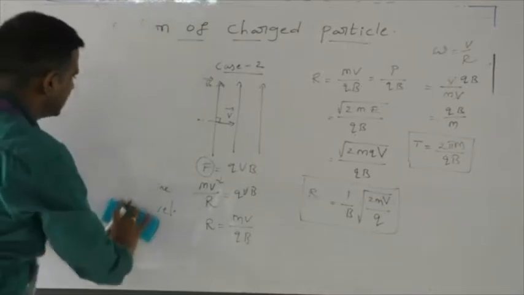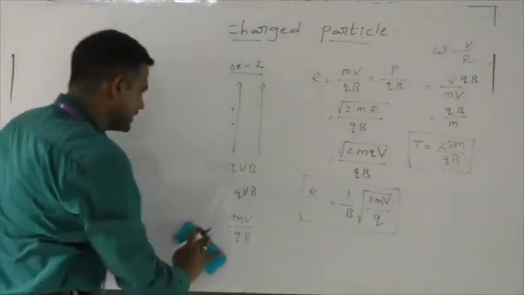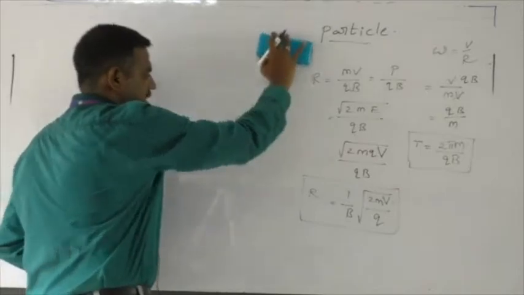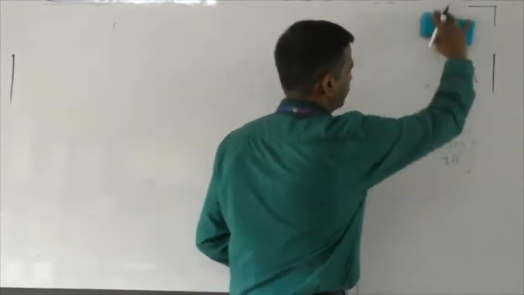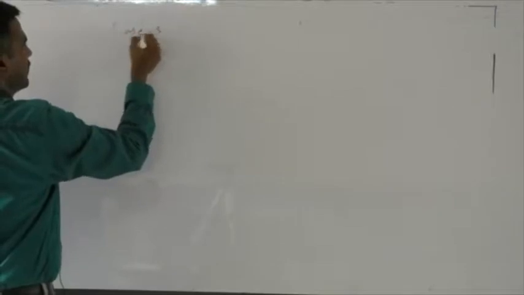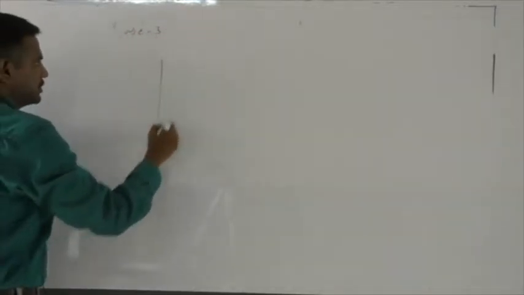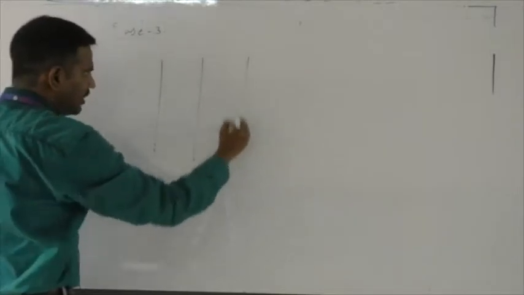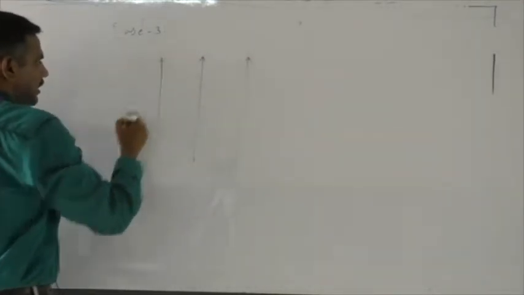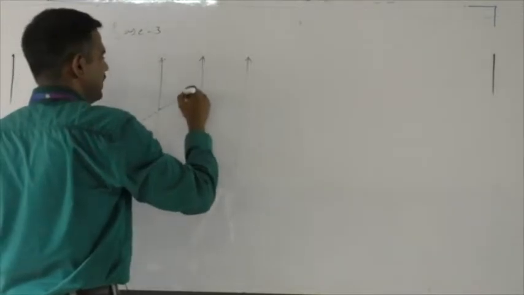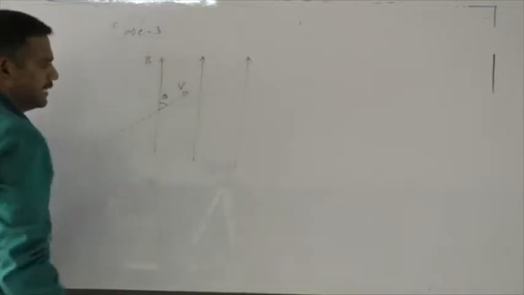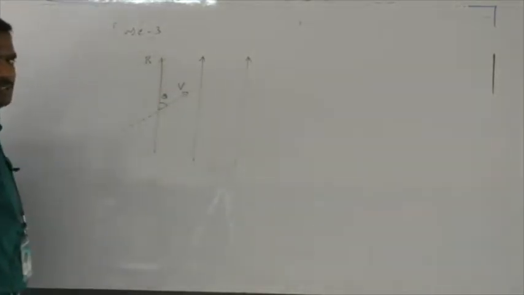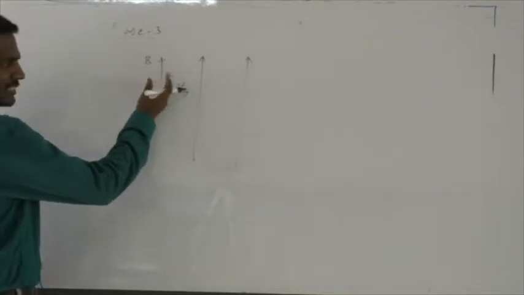What is case 3? Case 3 is nothing but the charged particle entering the magnetic field at a certain angle with the direction of the magnetic field. Let us suppose this is the uniform magnetic field whose direction is given like this, and the charged particle is entering the field with a velocity v that makes some angle theta with the direction of the magnetic field. Now this velocity can be resolved into two components. One is v cos theta, another one is v sin theta.